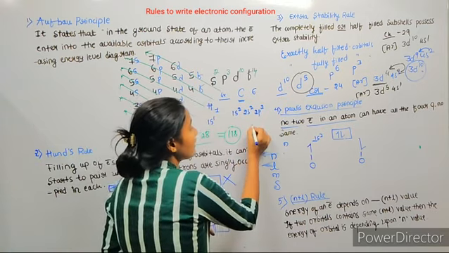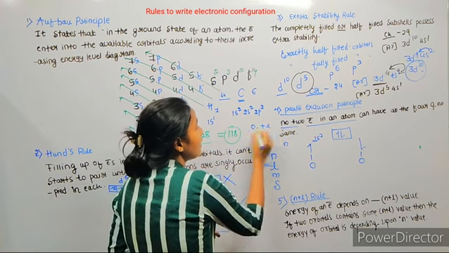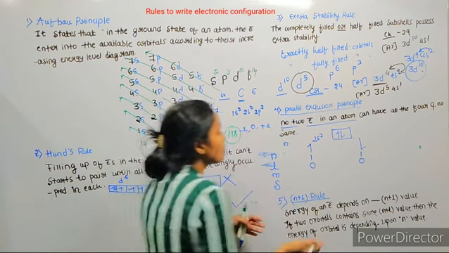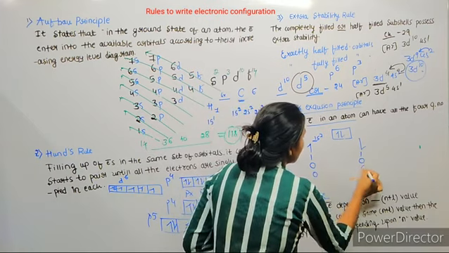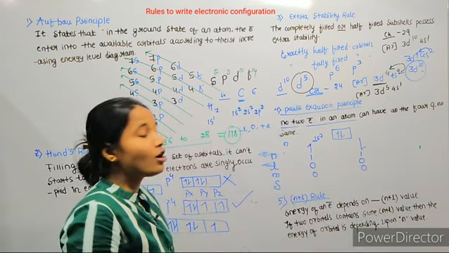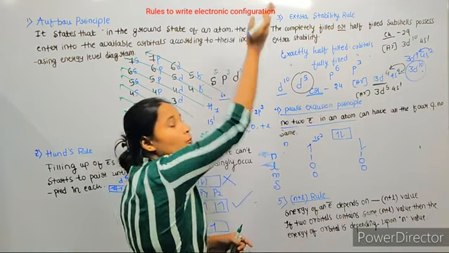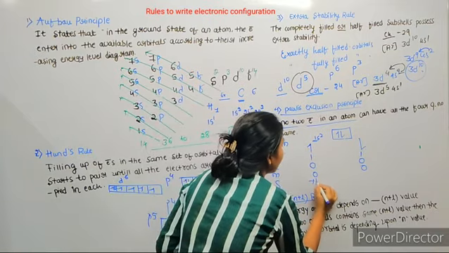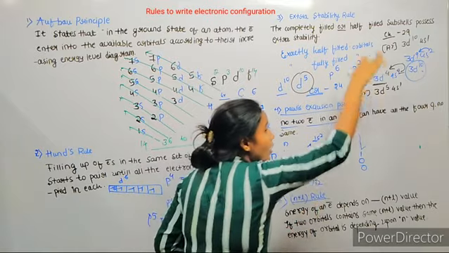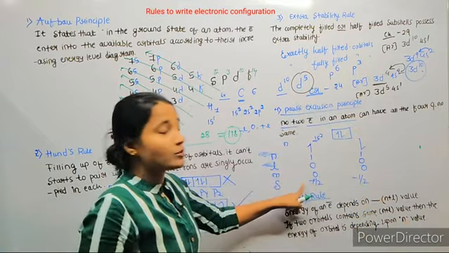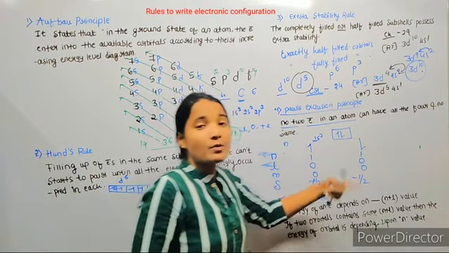And now m, that is the magnetic quantum number. Its values are 0, plus l, minus l. Here l is 0, so automatically the m value is also 0. And then it is the upward spin, so we can write here plus half. And it is the downward spin, so we can write here minus half.